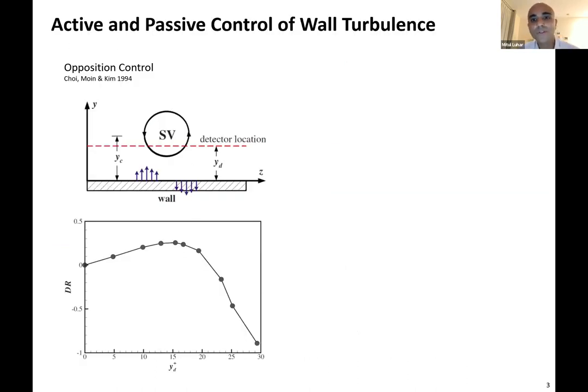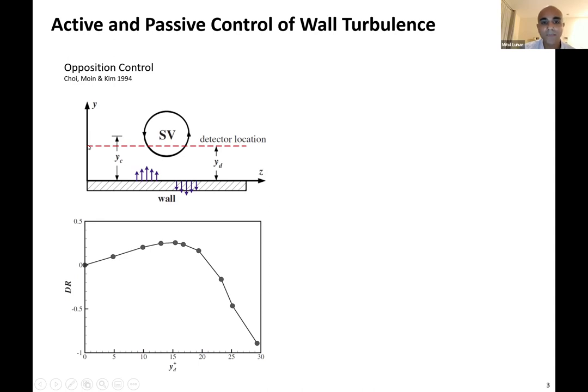In today's talk, I'm going to focus primarily on two almost canonical active and passive control techniques. The active control technique is called opposition control. This was one of the earliest proposed and is probably the most studied active feedback flow control technique, first proposed by Choi, Moin and Kim in 1994. And essentially how this technique works is as follows.